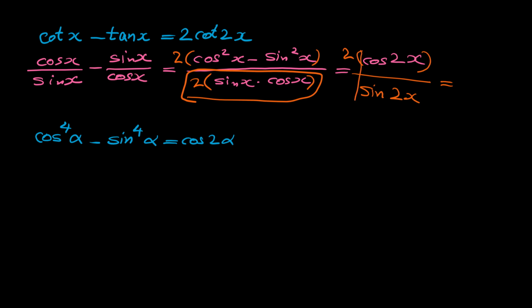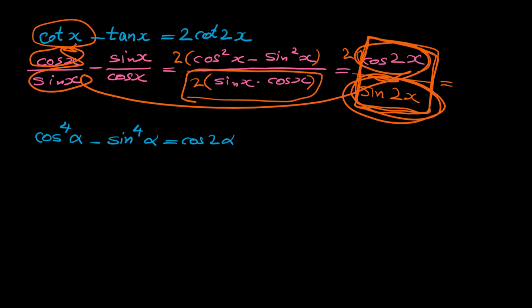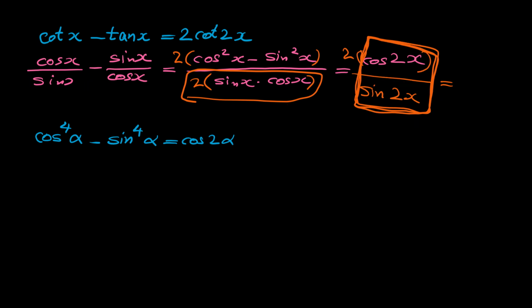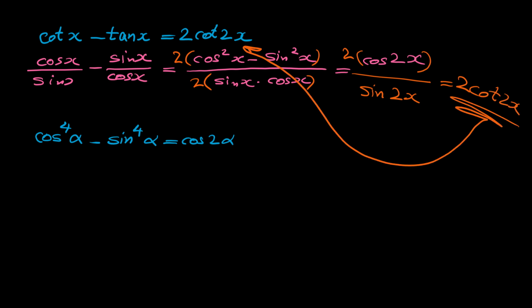We know that cosine over sine, focus on this, cosine over sine is cotangent. Cotangent is cosine over sine. When it is cosine of 2x over sine of 2x, it is cotangent of 2x. So this equals 2 cotangent of 2x. We get to the other side.